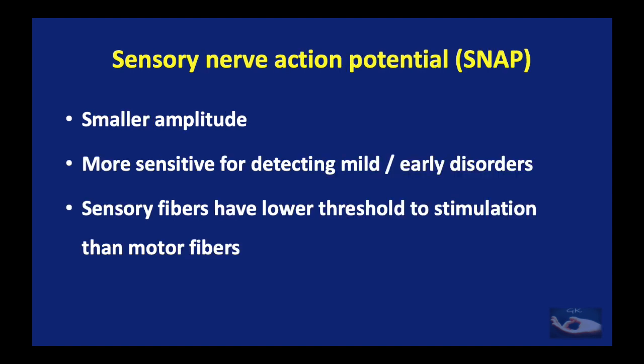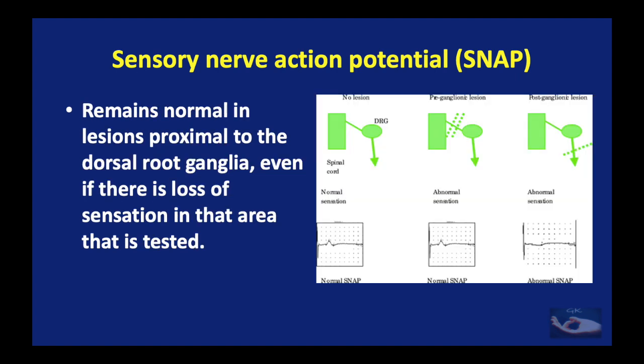The sensory nerve action potential is actually more significant than the CMAP because these have a smaller amplitude. They are more sensitive for detecting mild or early disorders, and the sensory fibers have a lower threshold to stimulation than the motor fibers. So we need to remember that the sensory nerve action potential remains normal in lesions proximal to the dorsal root ganglia, even if there is a loss of sensation in that area which is being tested.